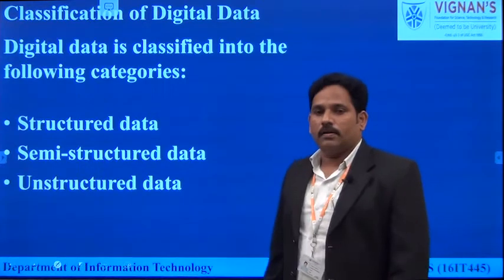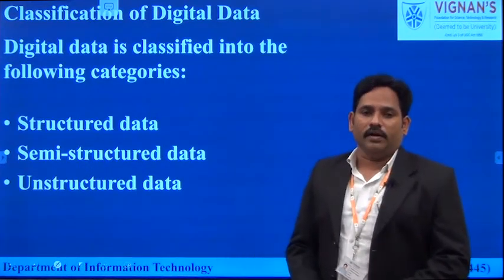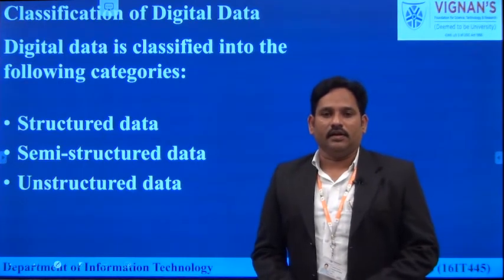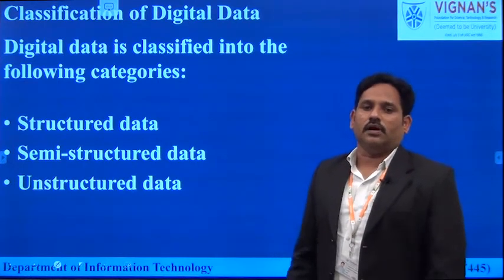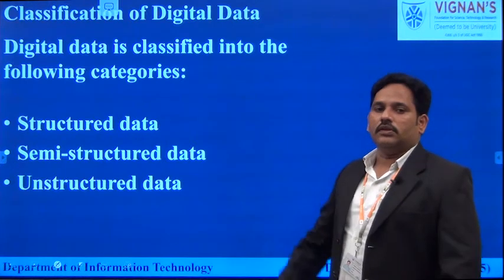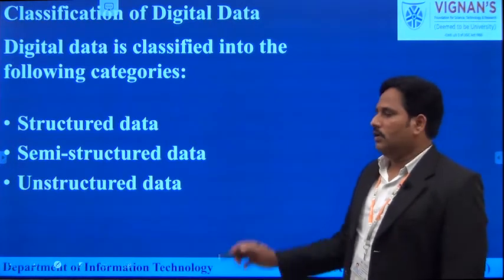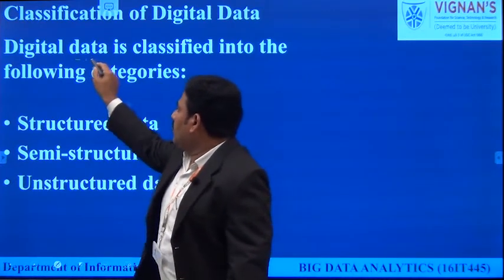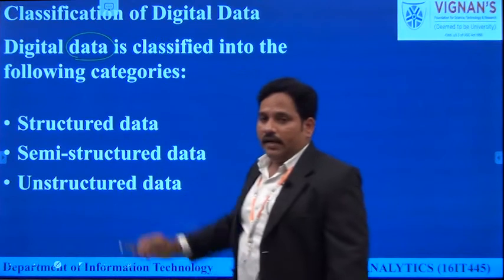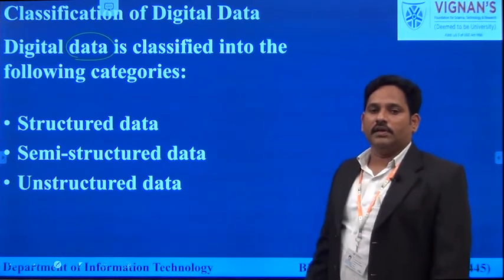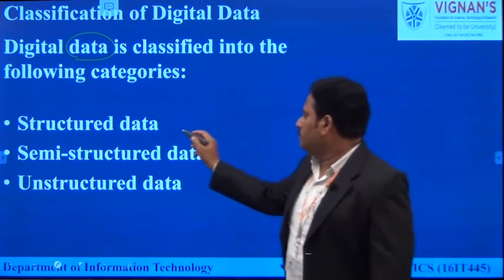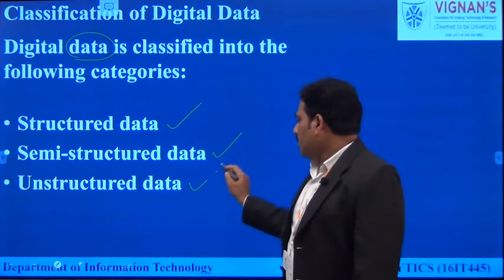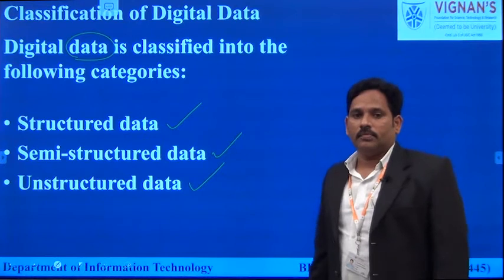So in this digital era, whatever data we are generating in real-time applications has been classified into three major categories. That means whatever data we are using in our daily life or in various applications is going to be classified into three major categories. They are structured data, semi-structured data and unstructured data.